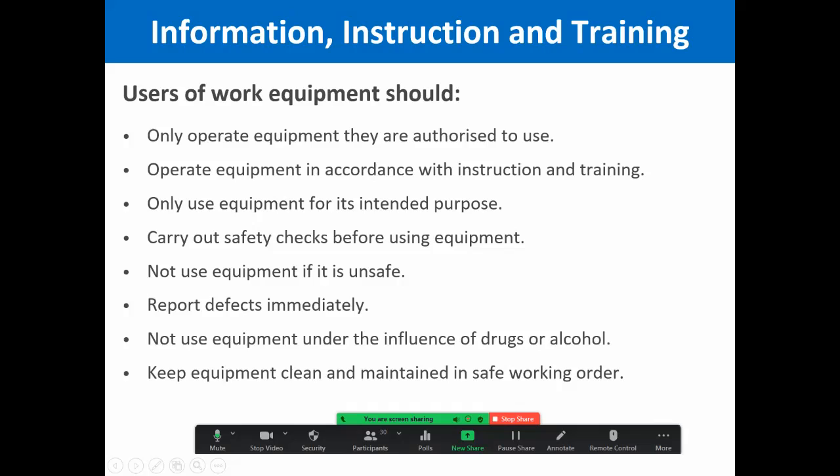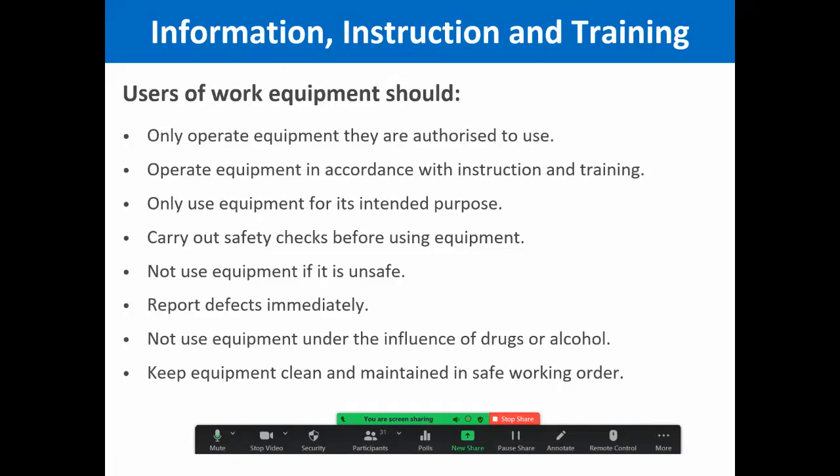If there are any defects, you need to report them immediately, and you should not use the equipment under the influence of drugs or alcohol. So if somebody is under the influence of drugs or alcohol, it means they're not in their proper senses and they cannot control their body. So you should never ever use any kind of tools or equipment under the influence of drugs or alcohol.